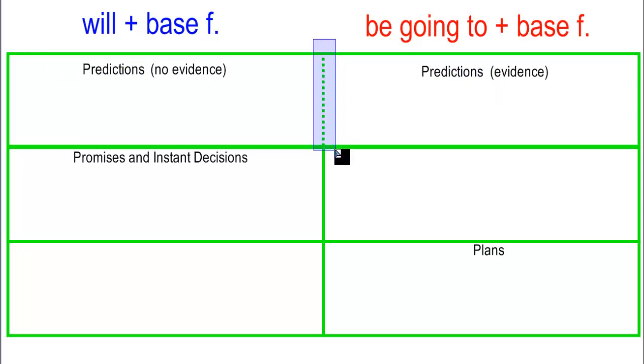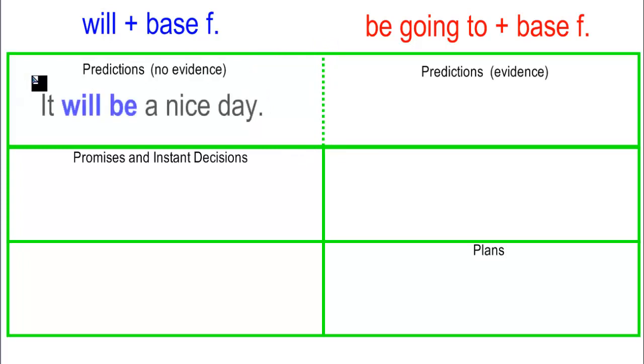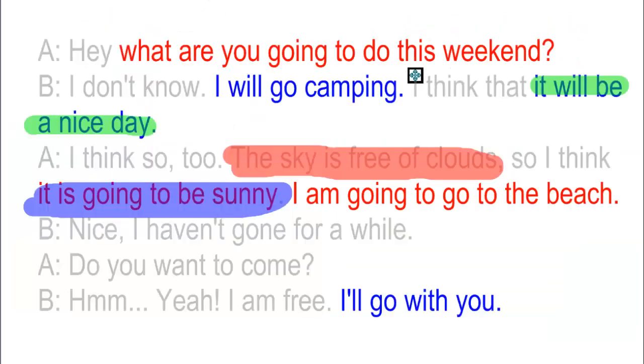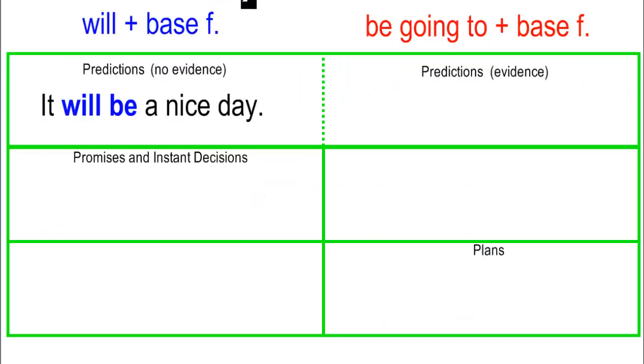So that's why I have this here. Both of them are essentially similar, but the little difference is this. Predictions with will are just general predictions. Oh, it will be a nice day. It's not a prediction that you have with evidence. You don't really show evidence in your sentence. That's why the person just says, well, I think that it will be a nice day. And that's it. The person is not saying, oh yes, I have a lot of evidence to show my idea. But when you have some evidence, you can use be going to.